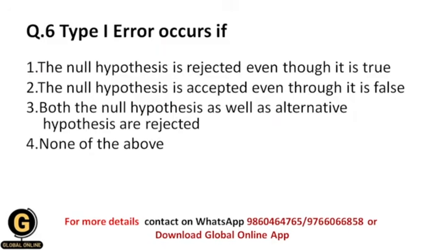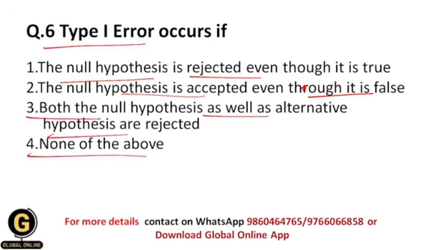Now next: type 1 error occurs if. This is the easiest question. Whenever you understand exactly what type 1 error and type 2 error are, you won't fail to answer these questions correctly in your exam. All of you getting? So let us see the different options. The null hypothesis is rejected even though it is true. The null hypothesis is accepted even though it is false. Both the null hypothesis as well as the alternative hypothesis are rejected. None of the above. So your correct answer should obviously be 1.